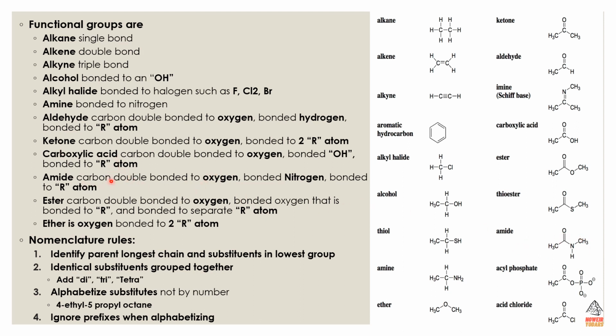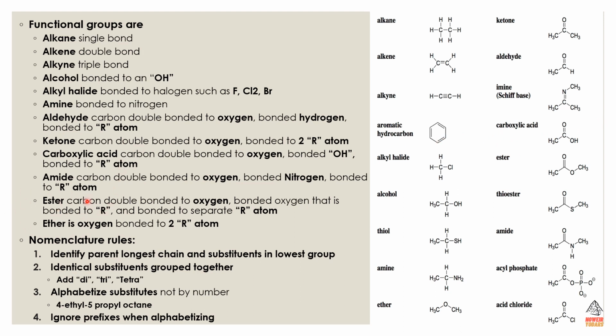Next, sorry, I skipped over carboxylic acid. So going back, carboxylic acid is double bonded to an oxygen and an OH. So we thought we saw the OH only in alcohol. No, carboxylic acid also has an OH group, and has an R group. All right, so double bonded oxygen, OH group, R group.